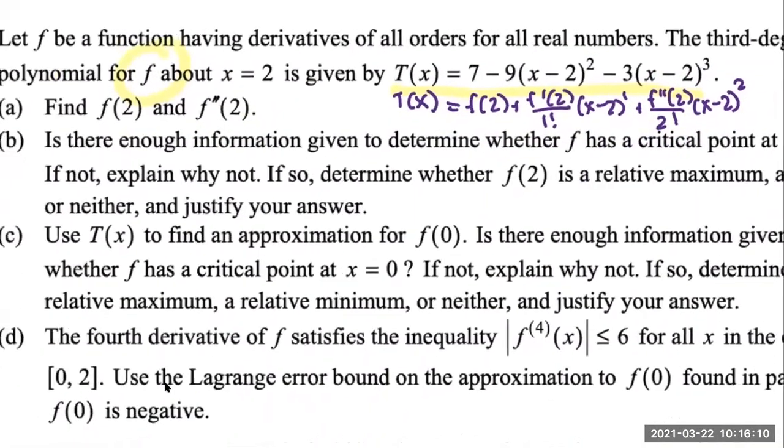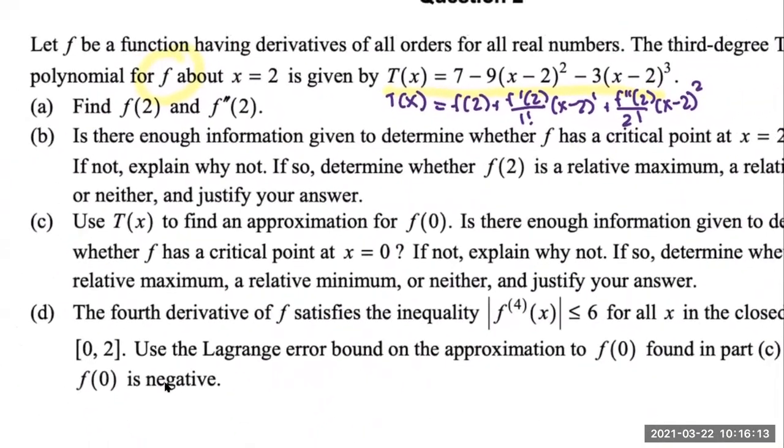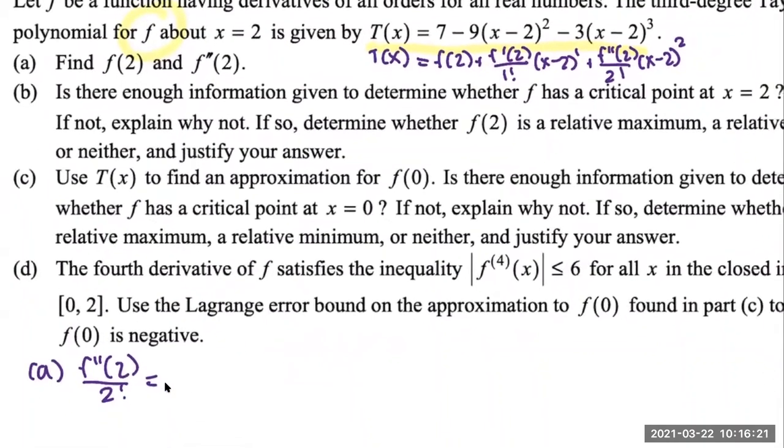So here's what I would like you guys to type out in the chat for me. What would you set f double prime of 2 equal to? So for part A, f double prime of 2 over 2 factorial, what is that equal to? Based off of the series that you have, what should that be equal to? And just as I'm looking at some of the answers, remember that this is referring to the second derivative at 2 over 2 factorial.